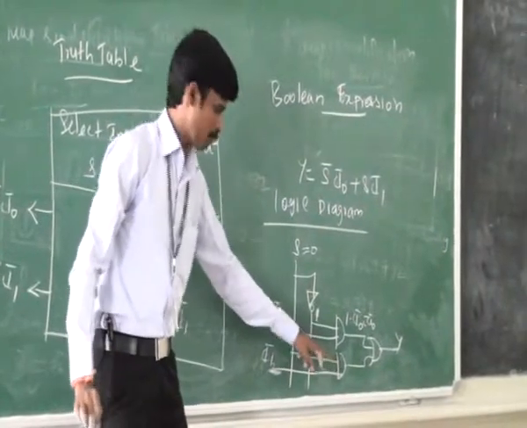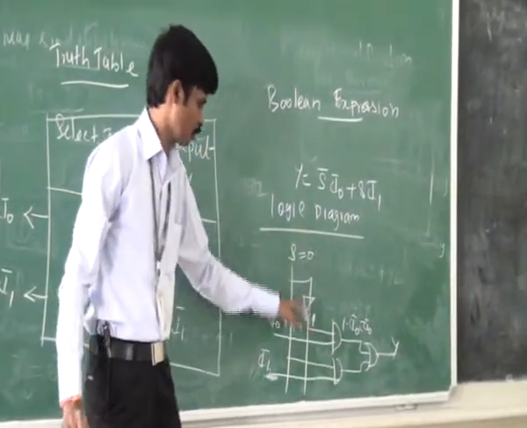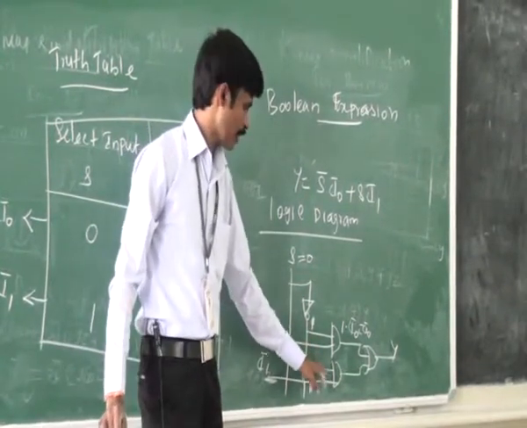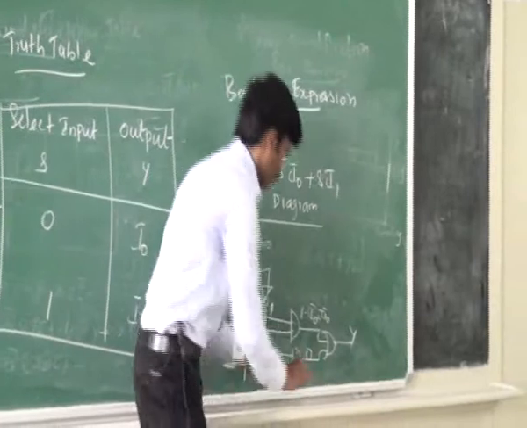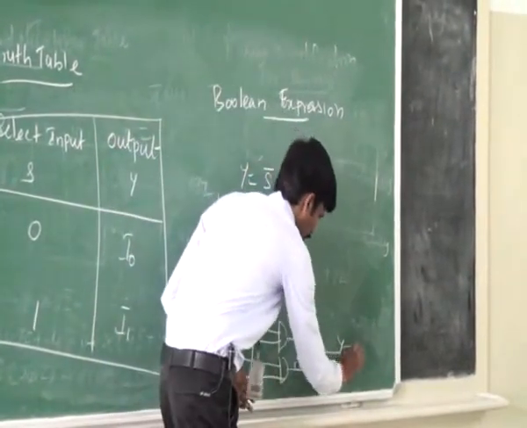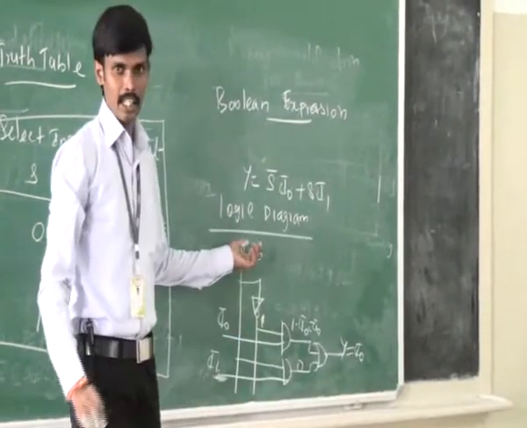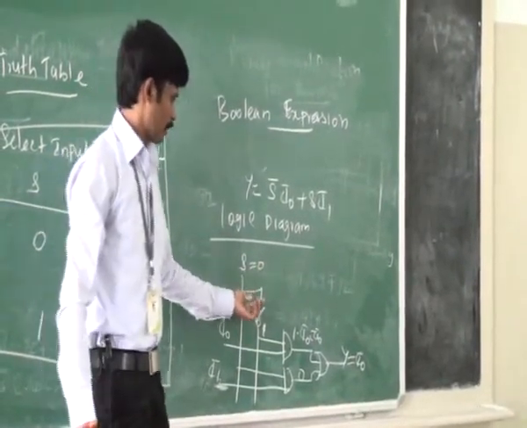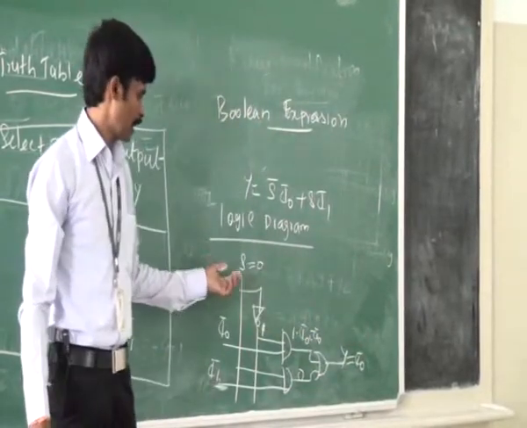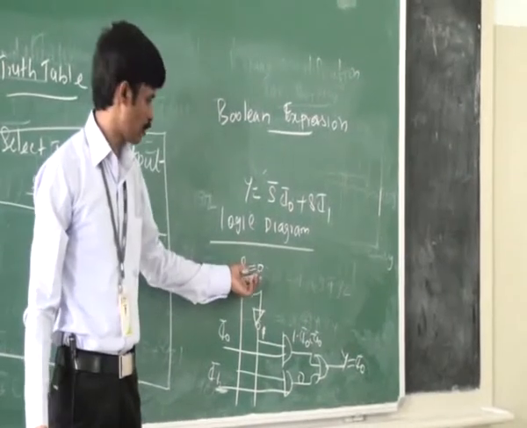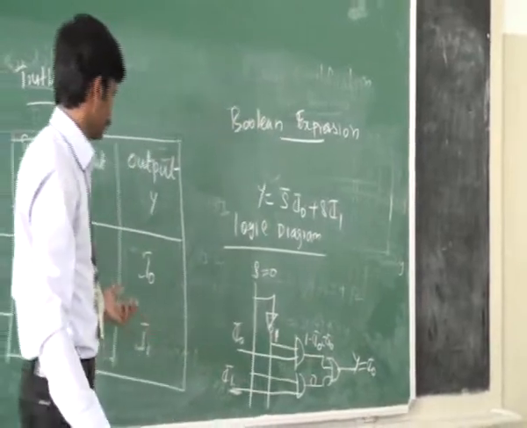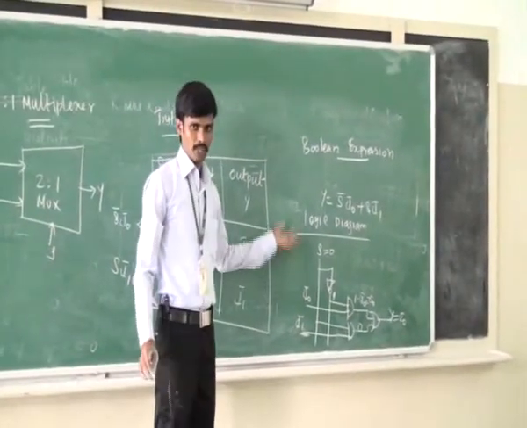Then for this AND gate, one of its inputs will be 0, the other input will be I1. Now 0 into I1 is equal to 0. Then these two are ORed to get the final output, which is equal to I0. When the selection input is 0, the output will be equal to the value of I0. Similarly, we can say that when S is equal to 1, the output will be equal to the value of I1. This is the logic diagram for 2x1 multiplexer.